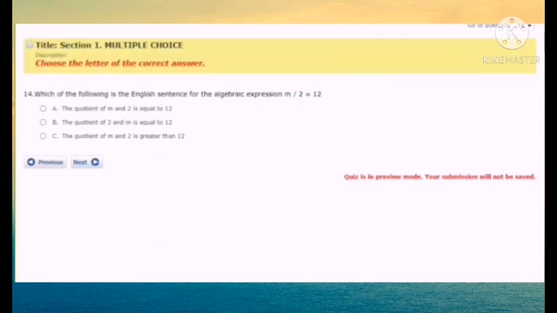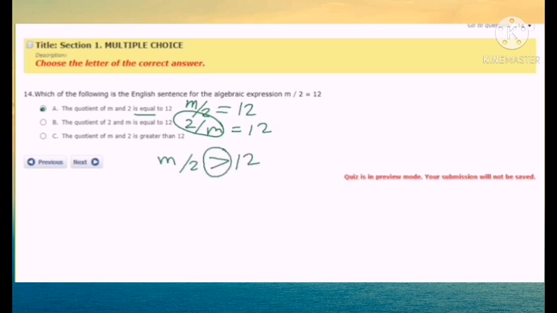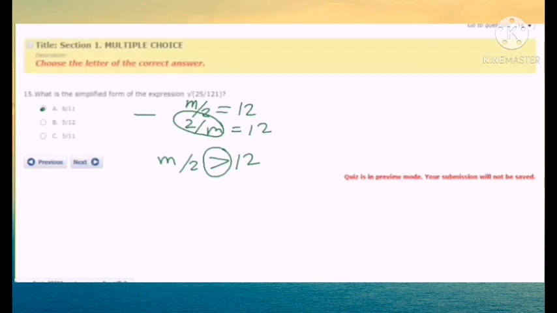Number 14, which of the following is the English sentence for the algebraic expression? So we have letter A, the quotient of m and 2. So I'm going to get the quotient of m and 2 is equal to 12. So it's actually letter A. For letter B, it says the quotient of 2 and m is equal to 12. So what is wrong here is this one. Okay, and then the last one, the quotient of m and 2 is greater than 12. So what is wrong here is this symbol. So the correct answer is letter A.